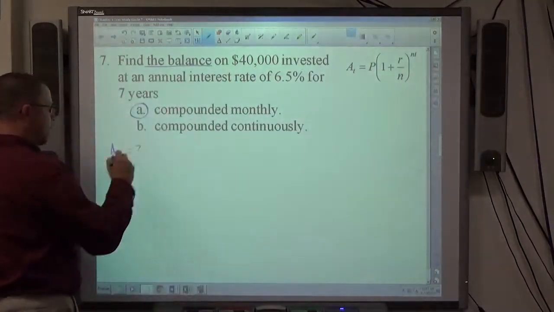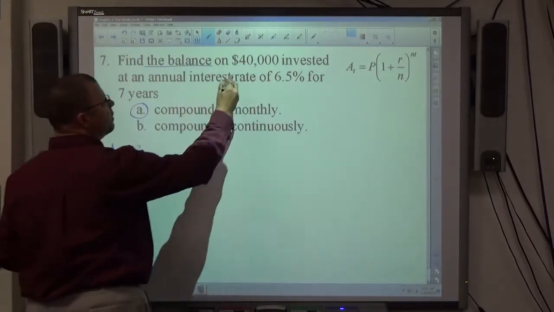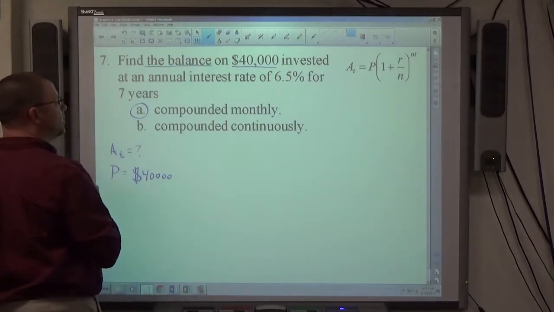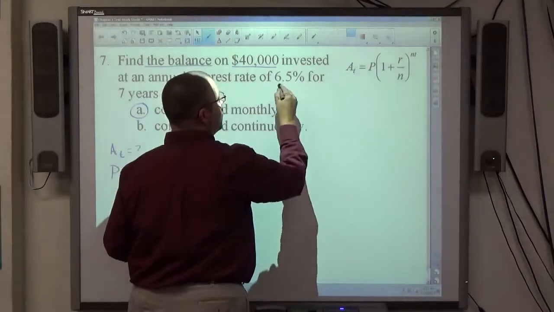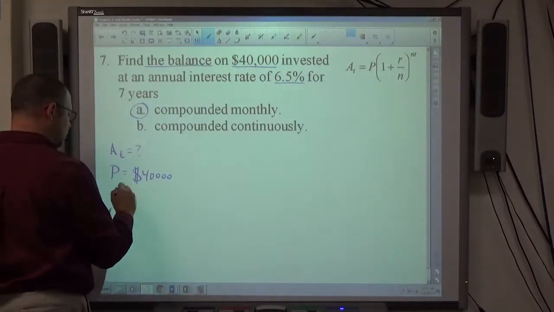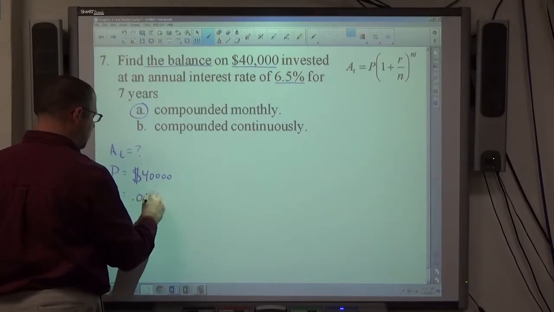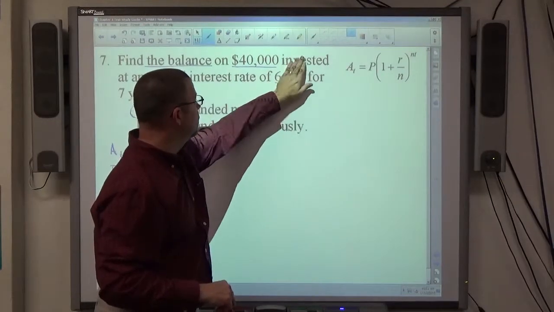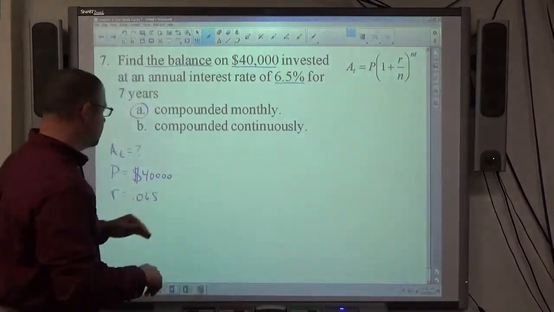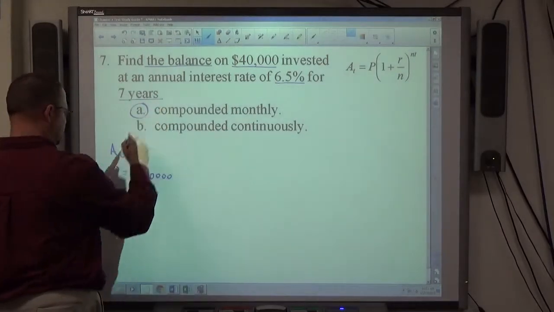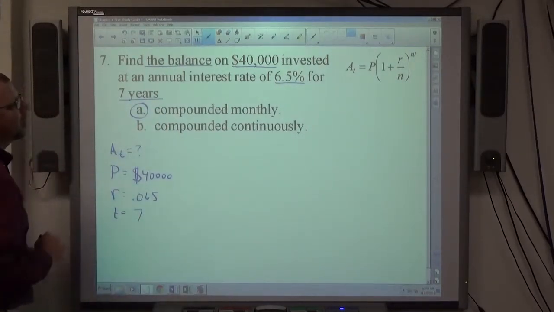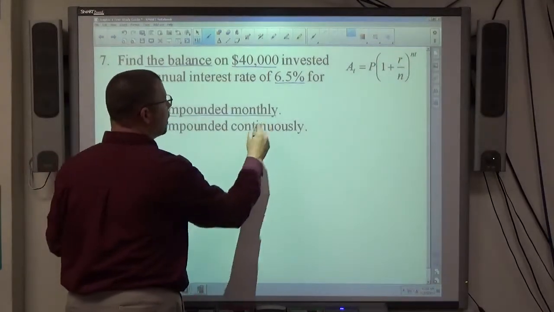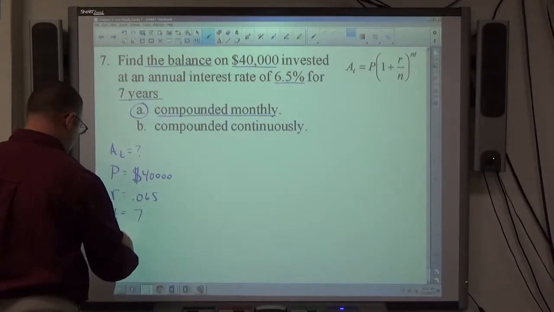P is the principal, how much money we invested, and we're investing $40,000. R is the interest rate as a decimal, so 6.5% is 0.065, and again, be very careful with single-digit percent. 6%, 0.06, that 5 just gets in there. And for 7 years, that's what T is. The other number we need is n, how many times it's going to compound in a year. If it's compounded monthly, 12 months happen in a year, so n equals 12.